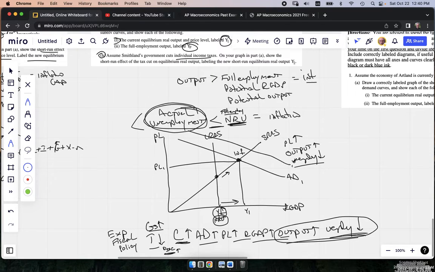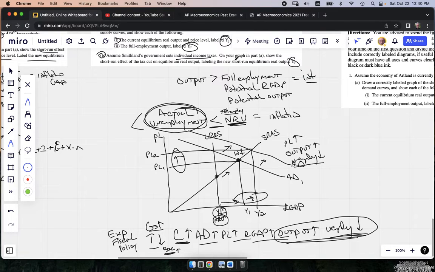We know it's going to shift aggregate demand to the right. We're going to have a higher, let's call it Y2, output, and we're going to have a higher price level, PL2. Easy enough. Show the arrows. Some teachers don't like them on the inside. I like them on the inside. Show that aggregate demand shifting to the right.